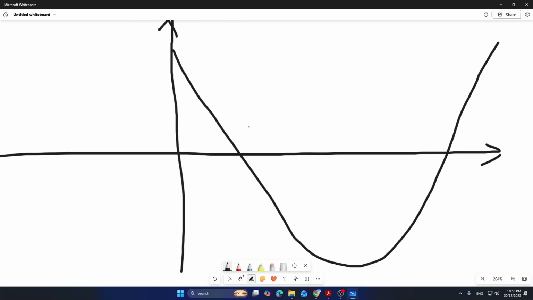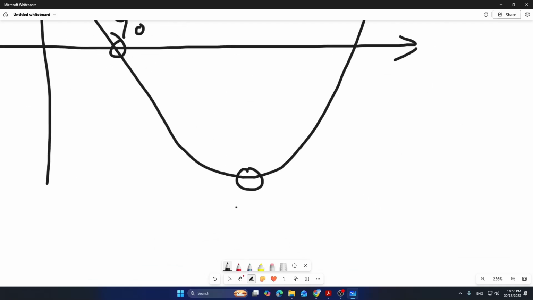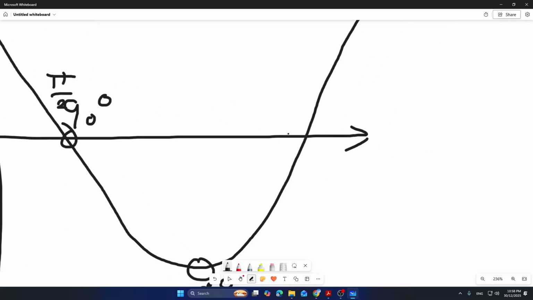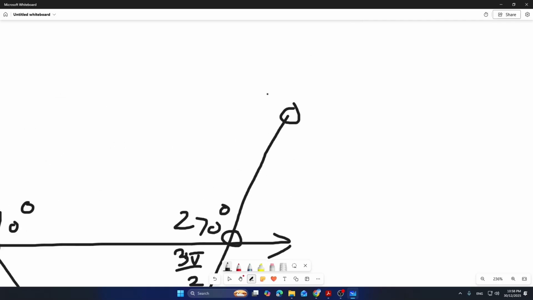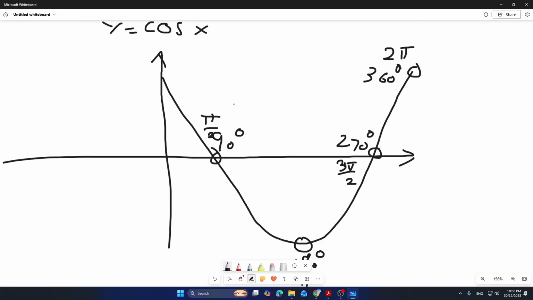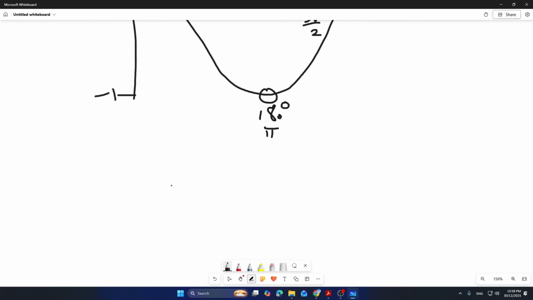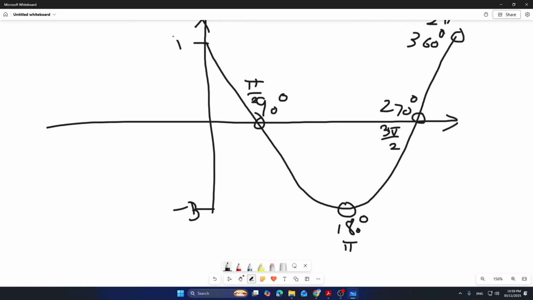Now we need to know that here it is 90 degrees at this point, which is pi over 2. At this point we are at 180 degrees, which is pi. Here we are at 270 degrees, which is 3 pi over 2, and this is the final point, which is 2 pi or 360 degrees. And again, this is at 1, and this minimum is minus 1. This is 0. And with the same concept, if it was written 3 cos x, for example, this would be minus 3, and this would be 3.